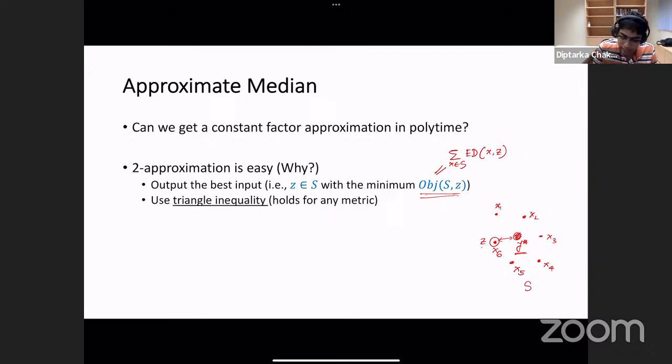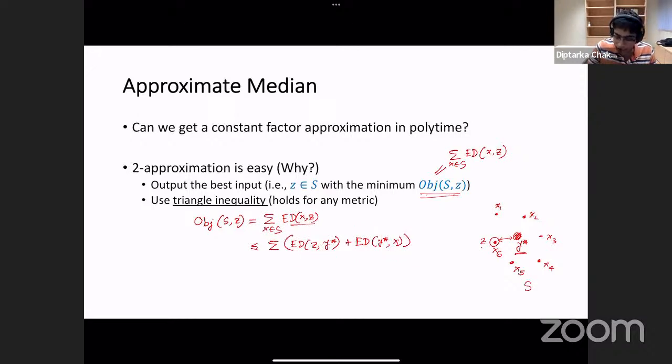So now, what is this objective value? So the objective value is summation over x, where x is from S, of the edit distance from z to x. And now I use the triangle inequality, which enables us to write this in the following form: edit distance from z to y star plus y star to x.